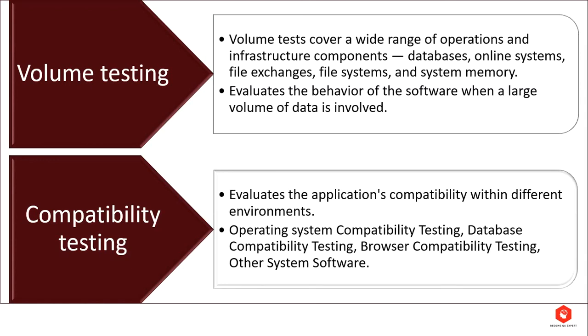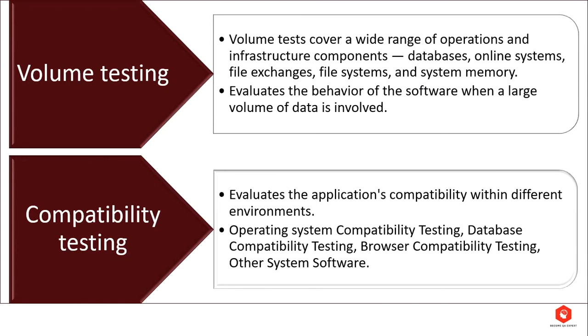Hardware. It checks software to be compatible with different hardware configurations. Operating systems. It checks your software to be compatible with different operating systems like Windows, macOS, etc. Software. It checks your developed software to be compatible with other software. For example, MS Word applications should be compatible with other software like MS Outlook or Excel.